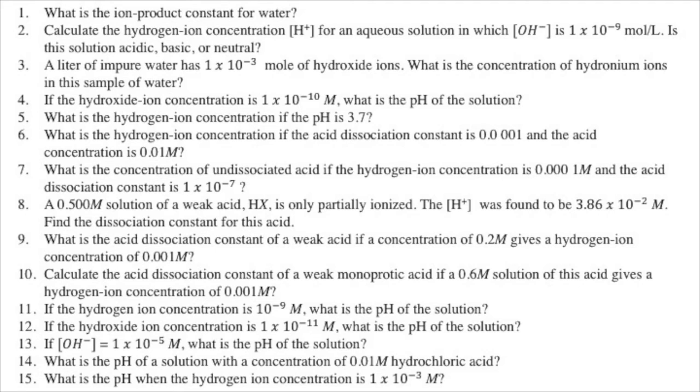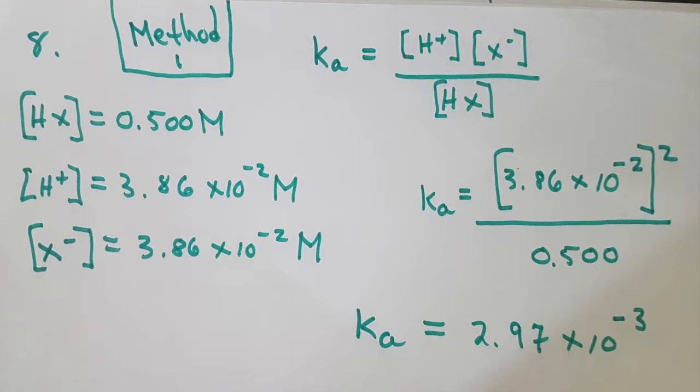It starts off by saying a 0.500 molar solution of a weak acid. Now you can see that it's monoprotic because it's HX. They put HX, I put HA, it's the same. Is only partially ionized. Okay? Find the dissociation constant for this acid. So, this is method 1. I just want to show you, without using a quadratic formula, how to do this 2 different ways.